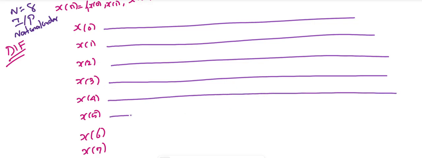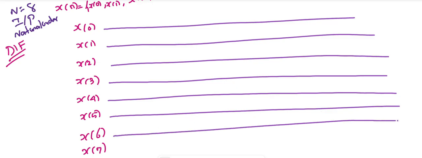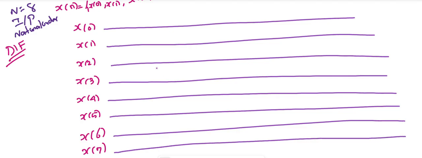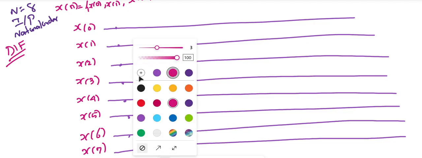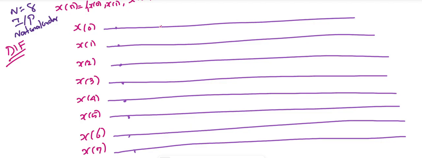And how many stages for N equal to 8? 3 stages. For each stage, how many butterflies are required? N/2 butterflies are required. Okay, so the decimation in frequency structure is, the first stage has N/2 butterflies, 4 butterflies.